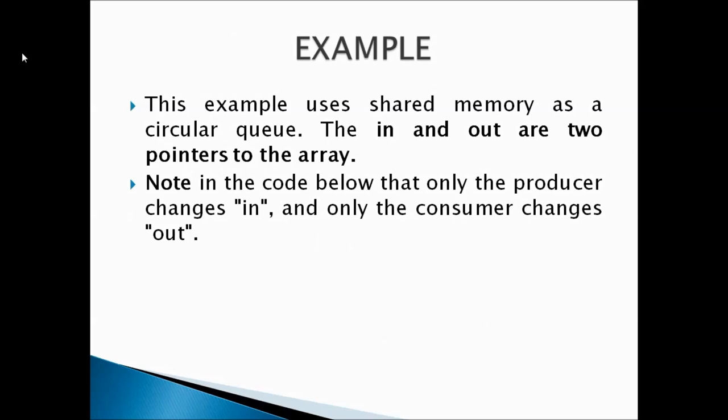So here I'm using a circular queue to explain this. One thing you have to remember here: there are two pointers, the in pointer and the out pointer, that I'm going to use. While producing only the in pointer will change, and while consuming only the out pointer will change. This is very important, right? Understood?